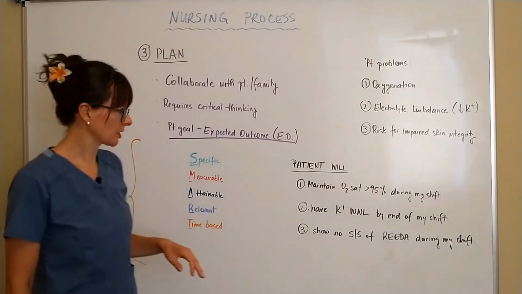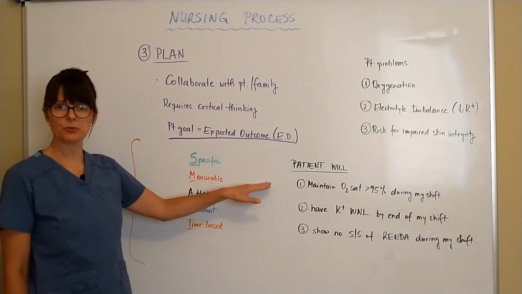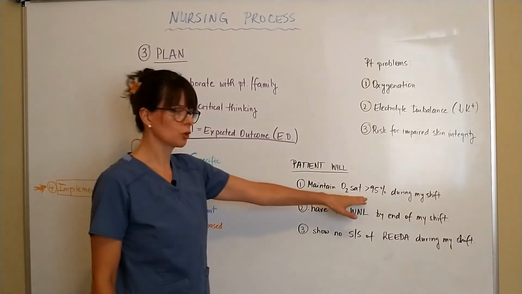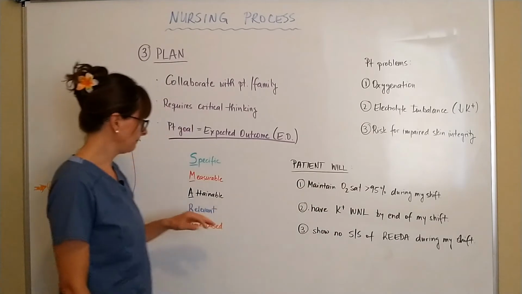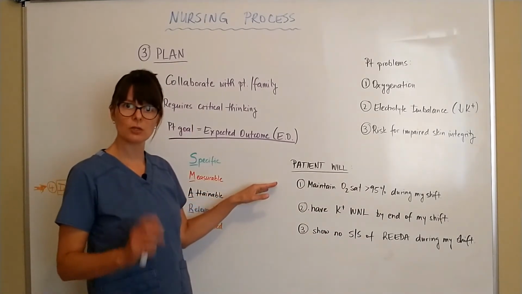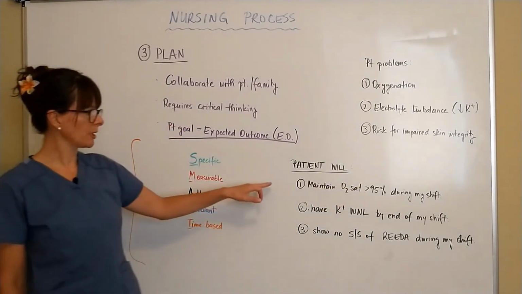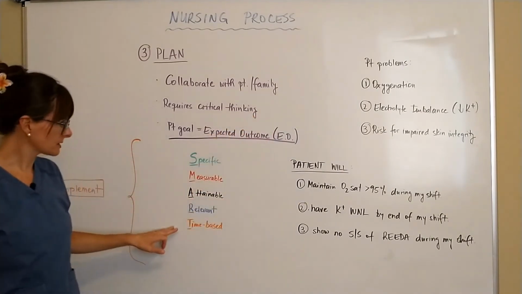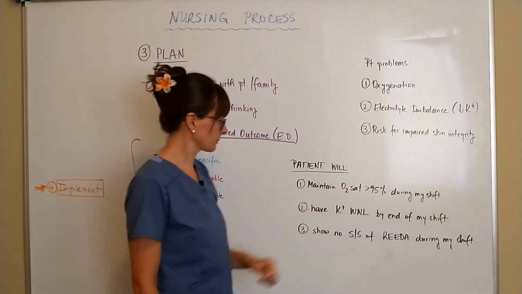Now looking at the SMART criteria, it is specific to the patient because they had an O2 sat of 91%. It's measurable because I can put the O2 probe on the patient and measure their oxygen saturation. It's attainable because from 91 to 95, I can certainly accomplish that during my shift. It's relevant to the patient because I had identified this as being a problem. And it's time-based, so they will maintain this during my shift.